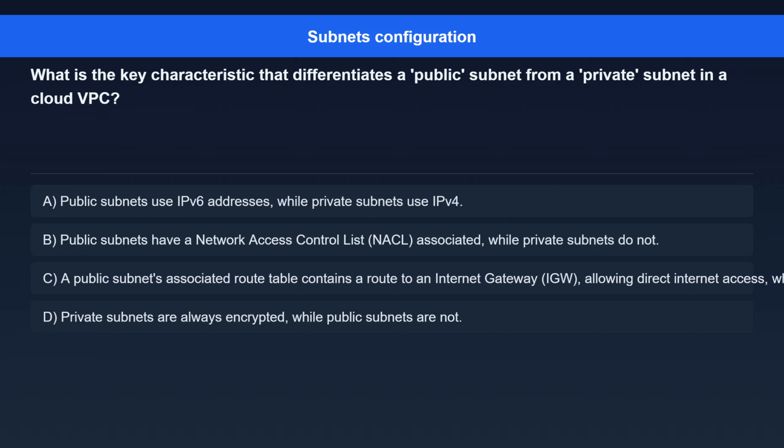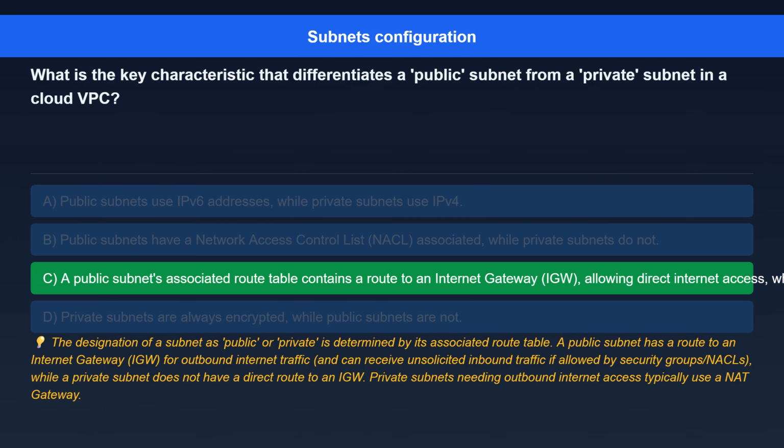Question 3. What is the key characteristic that differentiates a public subnet from a private subnet in a cloud VPC? Option A. Public subnets use IPv6 addresses, while private subnets use IPv4. Option B. Public subnets have a Network Access Control List (NACL) associated, while private subnets do not. Option C. A public subnet's associated route table contains a route to an Internet Gateway (IGW), allowing direct Internet access, whereas a private subnet does not. Option D. Private subnets are always encrypted, while public subnets are not.